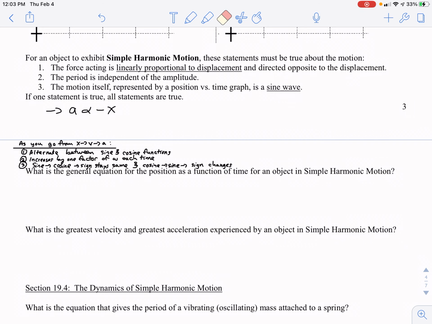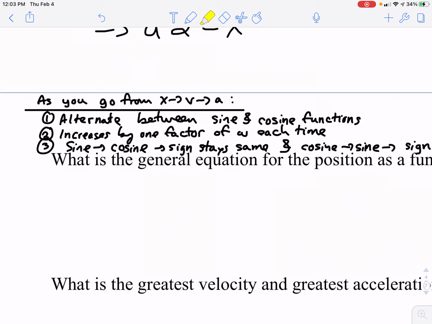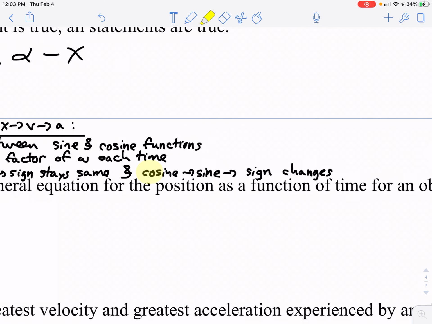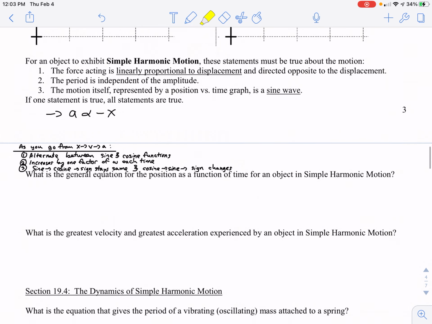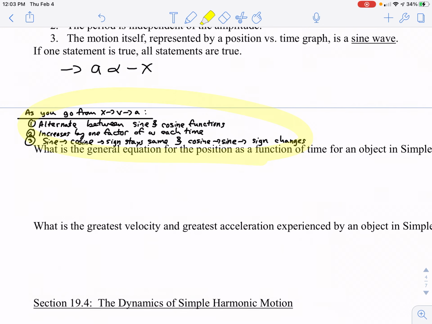And sign, if your function is going from sine to cosine, the sign will stay the same. Meaning if it's positive, it will stay positive. If it's negative, it will stay negative. If we are switching from cosine to sine, the sign changes. So if we're negative, it switches to positive. If it's positive, it switches to negative. So you're going to see these particular rules applied.